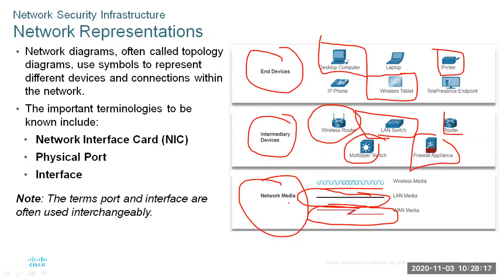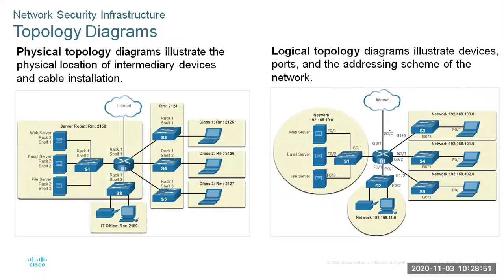Now, the important terminologies that we need to know are the network interface card, the physical ports, and the interfaces. Most network interface cards, we find them in all end devices. In our intermediary devices, we have what we call the physical ports. We also have the interfaces as well. All right, so we're going to be making use of them.